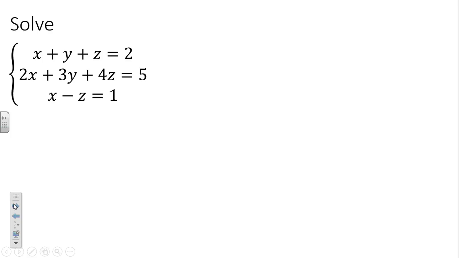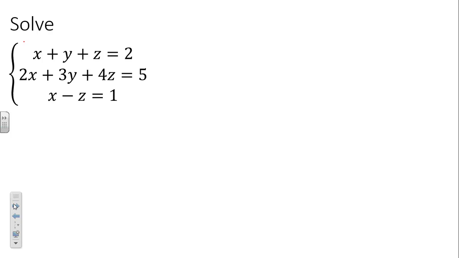x plus y plus z equals 2. 2x plus 3y plus 4z equals 5. And x minus z equals 1. We were given a gift. We have an equation with one variable missing, right? Okay, so y's already been eliminated from our third equation. So let's do what we can to eliminate y from these two. What do we need to multiply the top equation by to make the y's disappear?